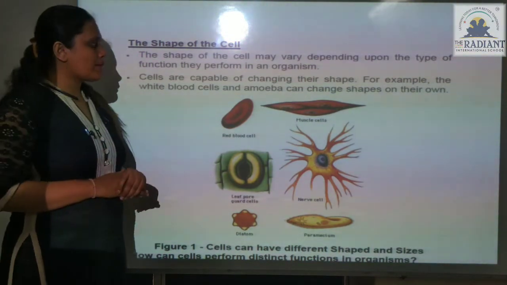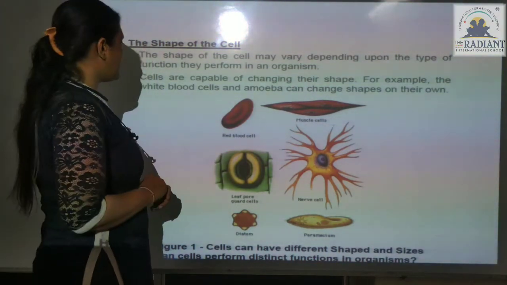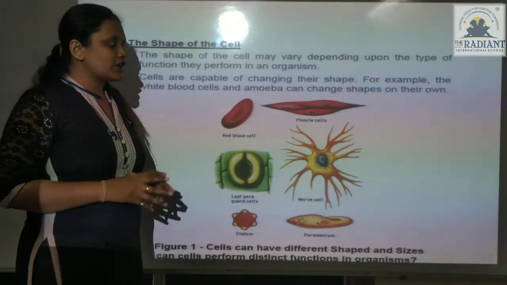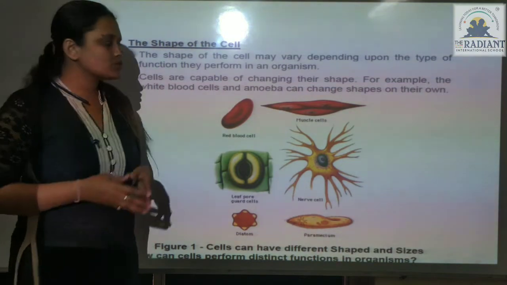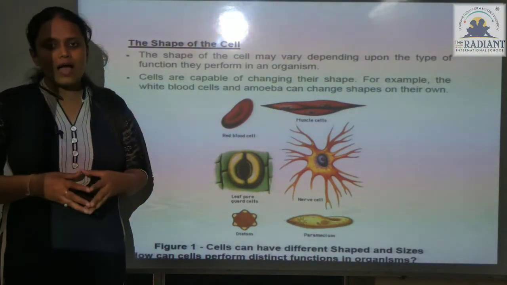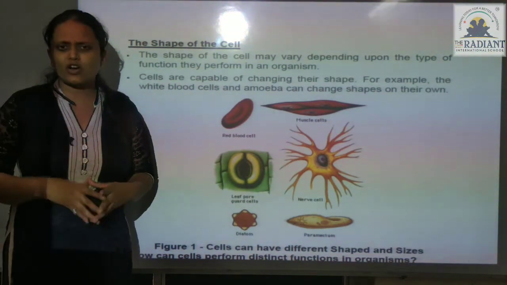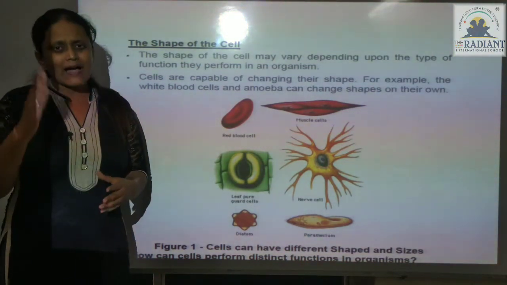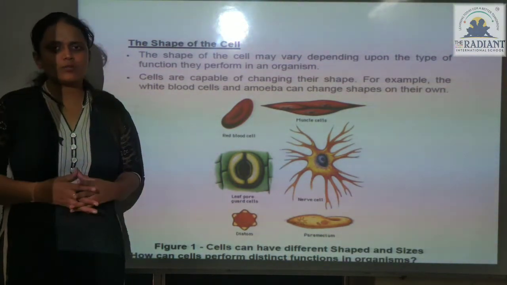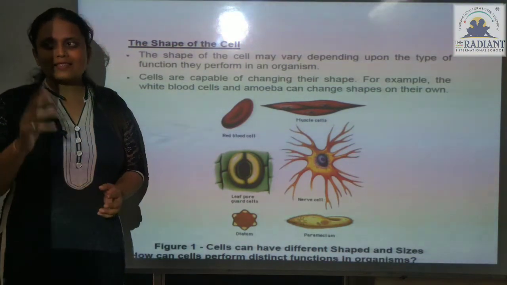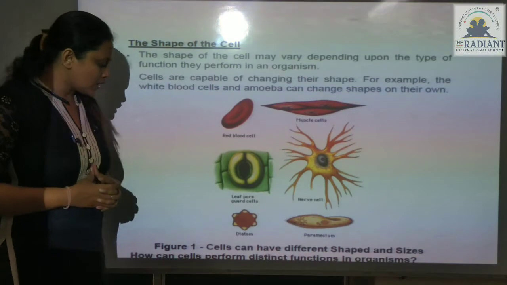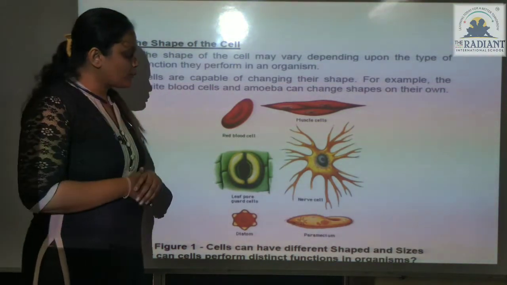Here, some cells are capable of changing their shape. For example, white blood cells, that is WBC, and amoeba can change their shape. They perform phagocytosis, that is, they engulf and capture the foreign particle or the food particle inside the body, break it down and extract the nutrients, and if the work is done, remove the waste material from the body. That process performed by WBC is known as phagocytosis. I have also pasted some pictures over here.